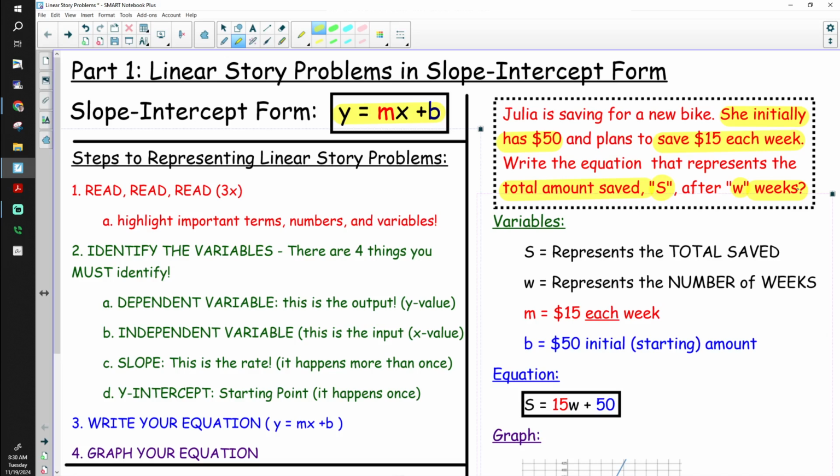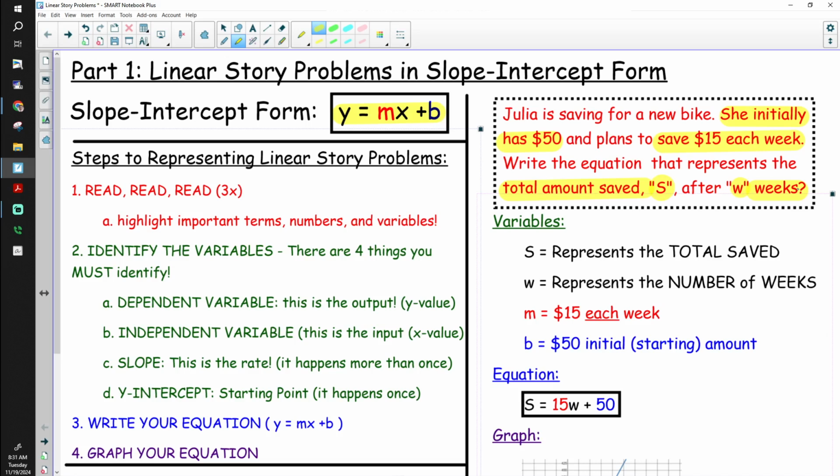We need to figure out where each of these numbers and variables fit into the equation y equals mx plus b. We need to figure out where they all fit in. Okay, there are a total of 4 things we must identify. Y, m, x, and b. Now look, we definitely highlighted 4 things. Initially it had 50, saved 15 each week. The total amount saved is S, and W represents the number of weeks. Okay, we have 4 things, we just need to know which is which.